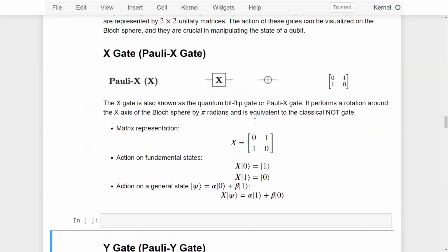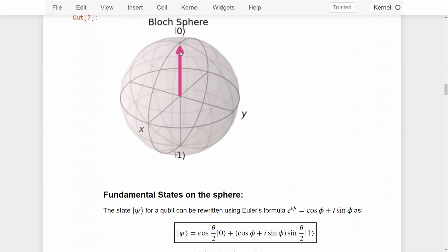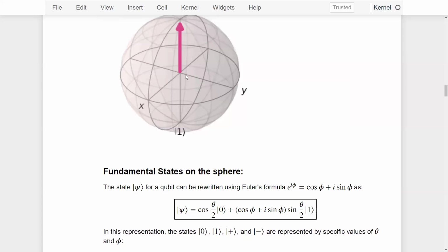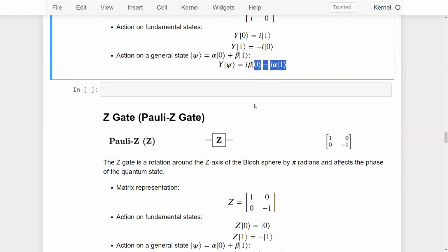Effectively, just like the X gate, which is a flip across the axis X, right? So this is axis X, and what the qubit flip gate does is simply rotate this arrow around the axis X. Similarly, the Pauli gate Y rotates this arrow around the Y axis. So you get this result.